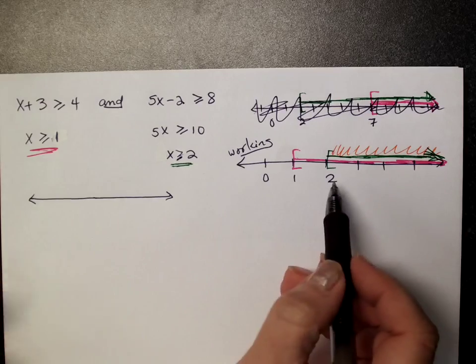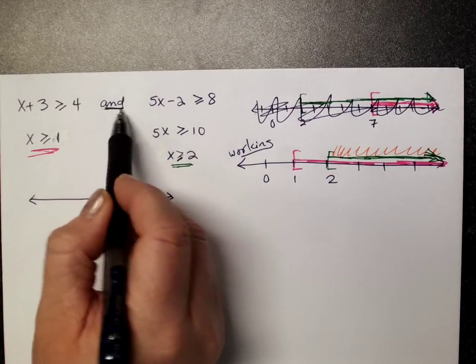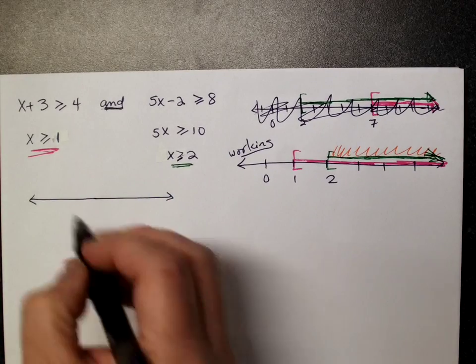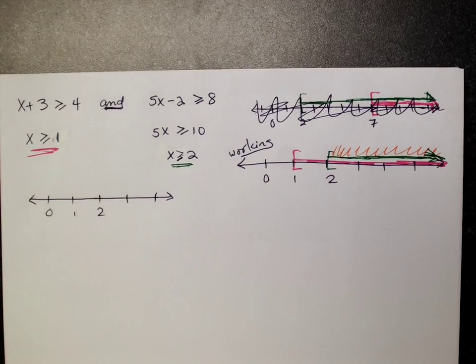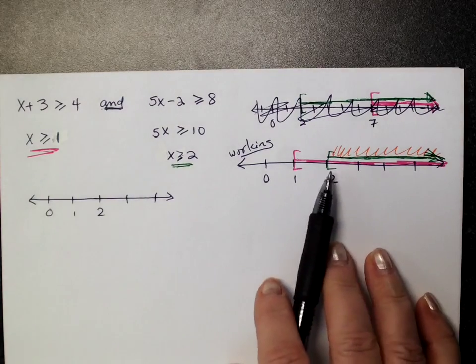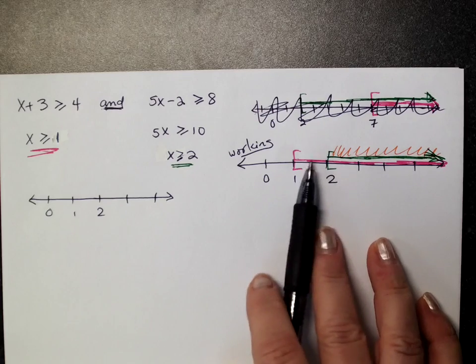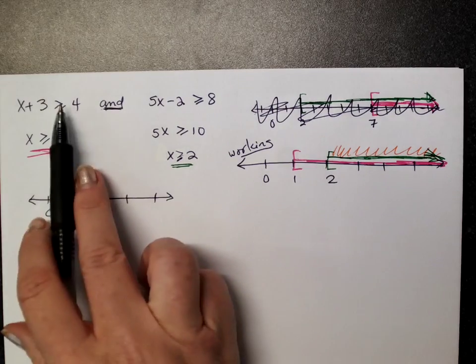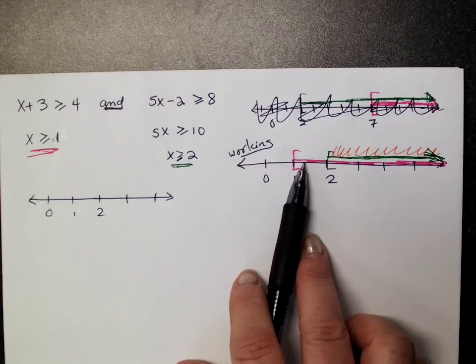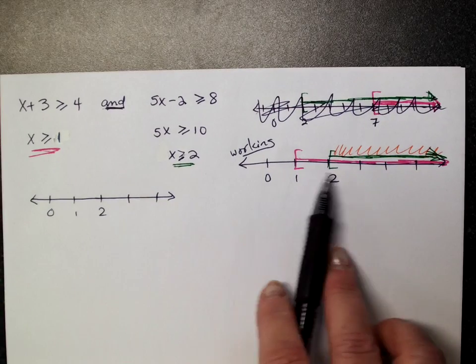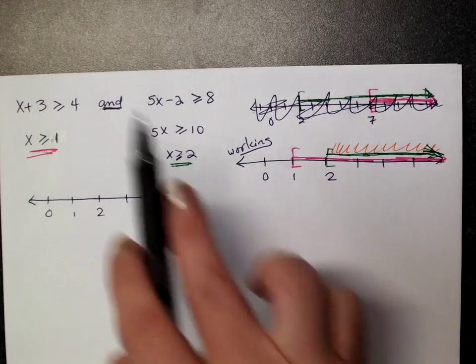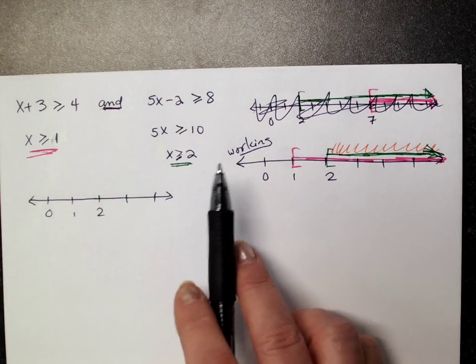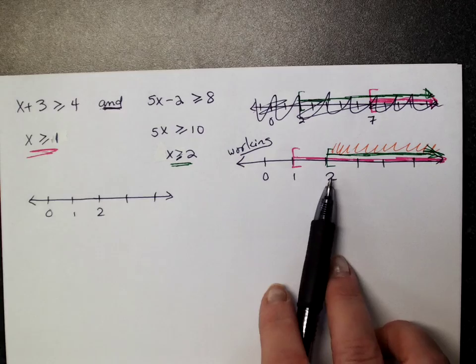So for our solution of the compound inequality, where do we start? 2. We start with 2. Okay? Because all of this is part of our working graph because that was true for our first inequality, but it's not true for both, so it's not part of our actual solution. We start with where the overlap starts. Now that 2, is that included in both of these? Yes, it's included in both.